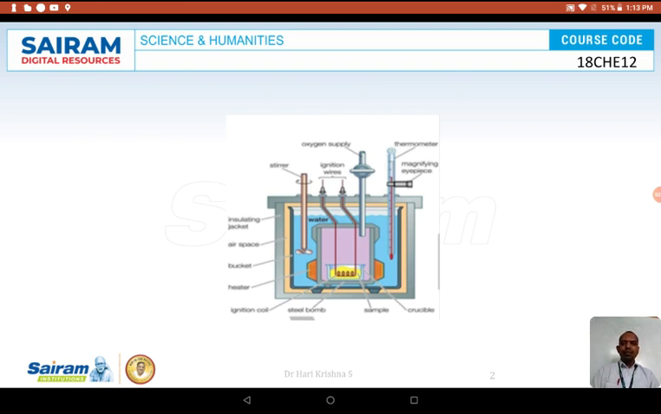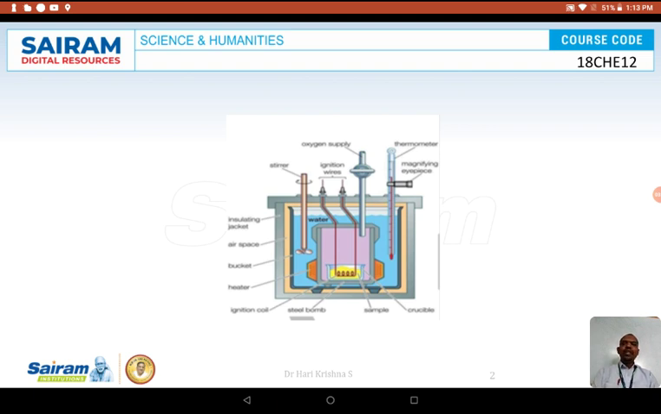This bomb is kept in an airtight copper vessel which is known as the calorimeter. What is a calorimeter? An airtight closed vessel. The calorimeter consists of a known weight of water, a stirrer and a thermometer. This is the construction part. Okay, this is very simple. So let us see how this calorimeter will function.